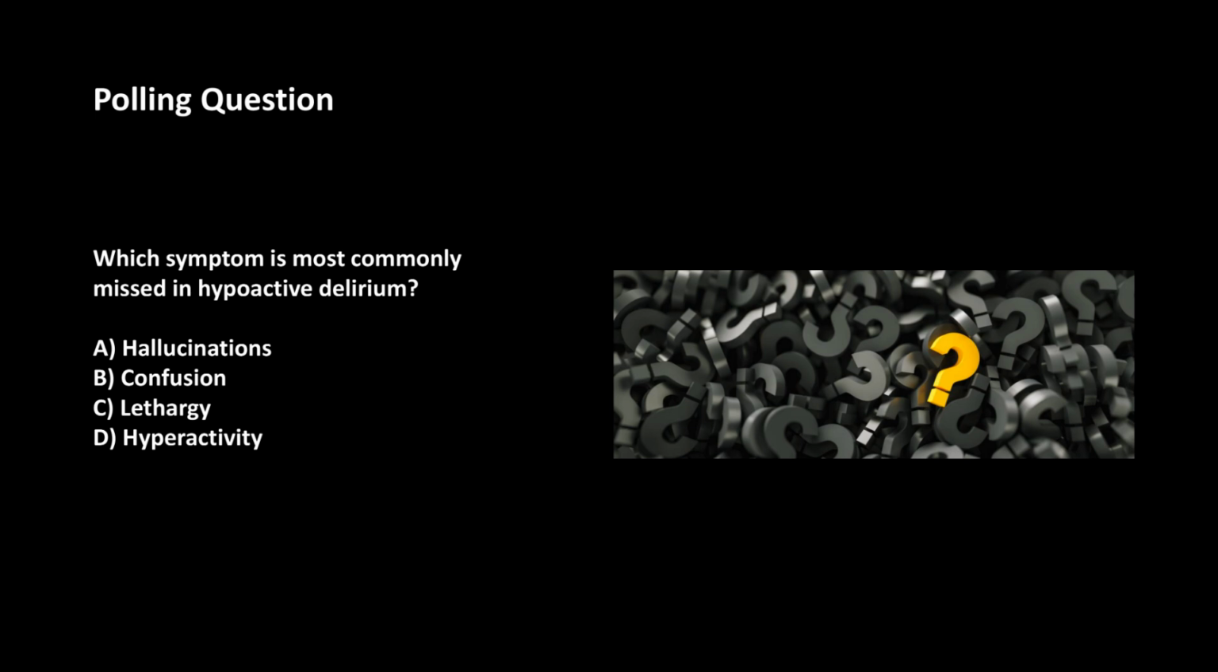Now we'll give you a chance to test your knowledge. Which symptom is most commonly missed in hypoactive delirium? A. Hallucinations. B. Confusion. C. Lethargy. Or D. Hyperactivity. The correct answer is C. Lethargy.